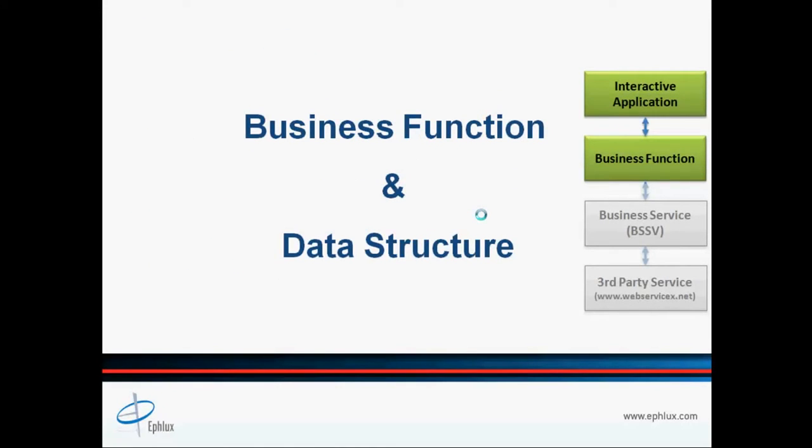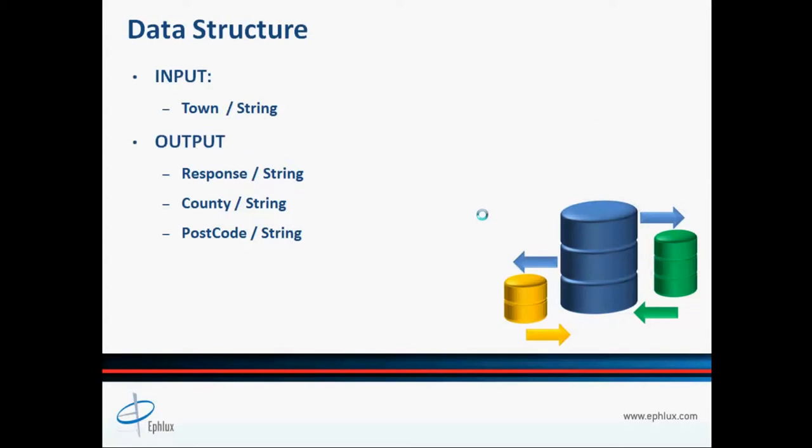So as mentioned earlier, in this part we will concentrate on creating our data structure for the business function, whereas in part 2 we'll continue with our business function. Also, as we outlined earlier, we need to have one input parameter, namely the town name as a string, in our data structure, along with 3 output parameters for response, county name and postcode. We will be receiving county name and postcode information from the external service provider, whereas we will formulate the response parameter ourselves based on the successful or unsuccessful execution.